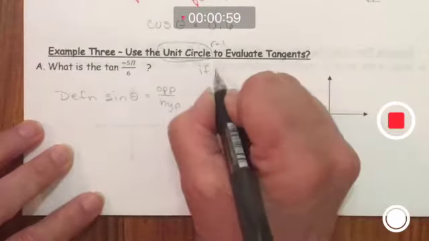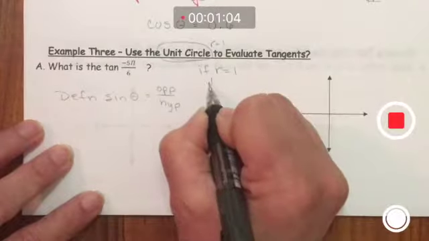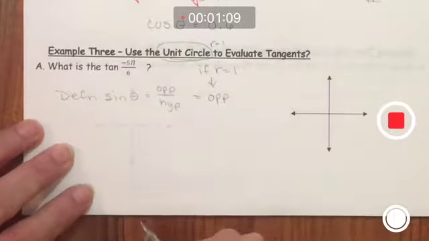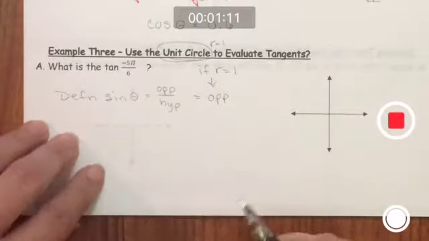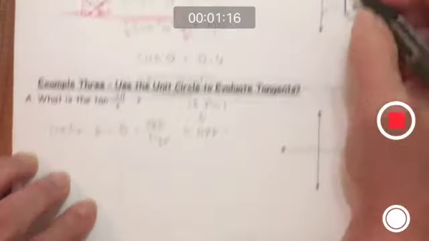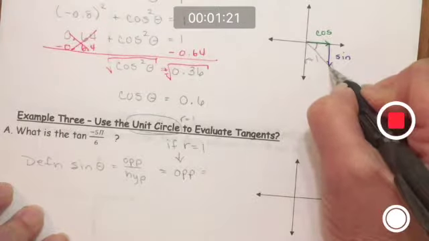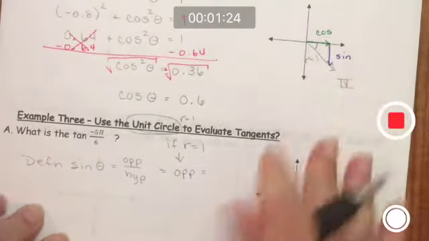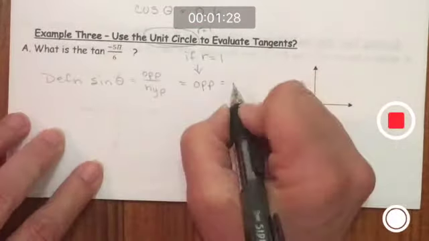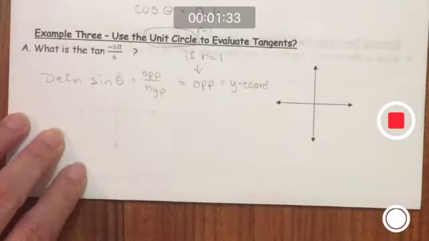So if I have a unit circle with a radius of 1, then the sine is equal to the opposite, and I don't have to worry about the hypotenuse. Okay, and then we also discovered that that opposite side of this reference angle is also the y-coordinate of the point right here. So the y-coordinate is also important to us when we're talking about the sine.